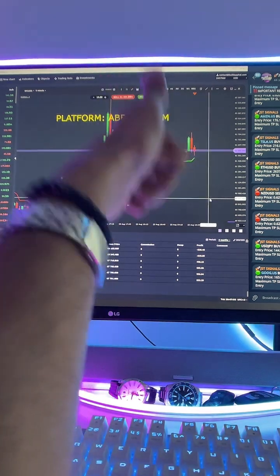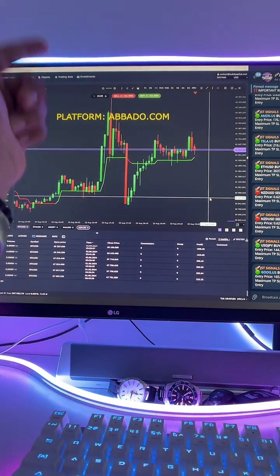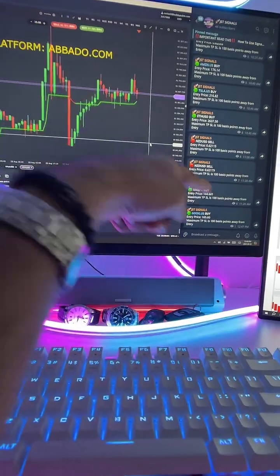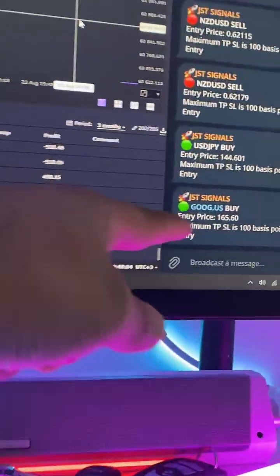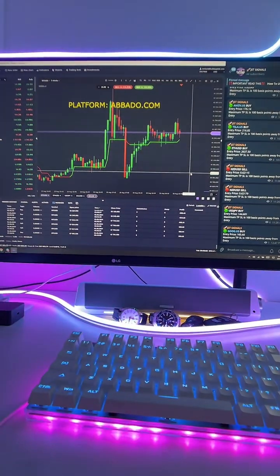What's up, FCT? How you doing? Did you trade on S&P? So right now I didn't get. Yeah, so we're getting a Google buy signal right here.